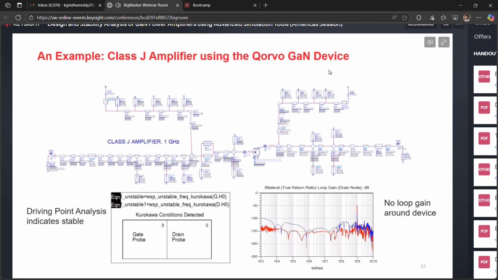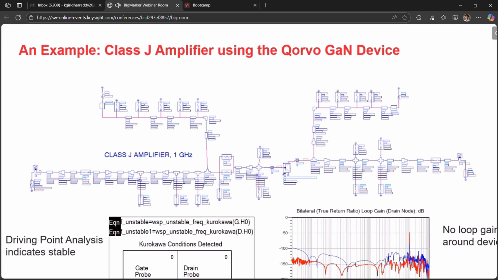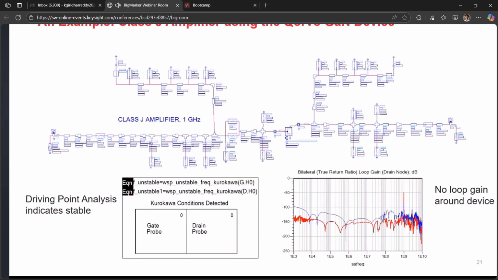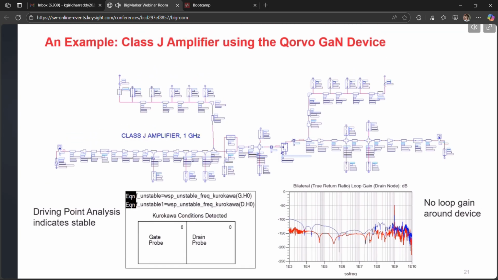So just as an example, I'm going to take one of the Qorvo GaN devices, and I built a Class J amplifier with that device. And I built it using just these ideal elements. So these are like ideal microstrip lines, surface mount capacitors, and then grounds here. And when I did, I put my probes on the inside and outside of the device, the gate and the drain, and I looked at the result externally, and I found there's no loop gain, it turns out. So I have no loop gain and everything's stable.